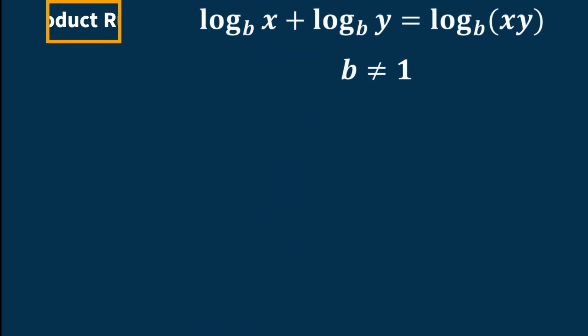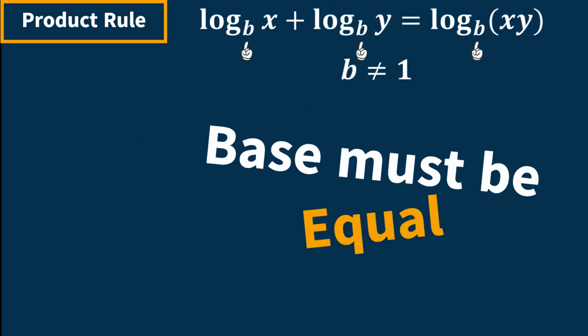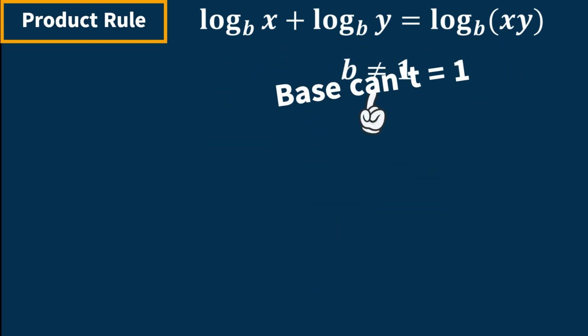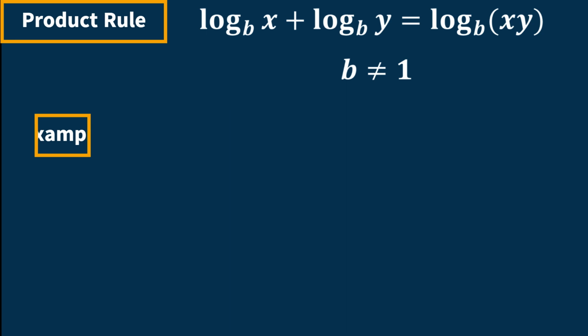The product rule. What the product rule states is that when you have two logs and they are being added to each other, you can combine them by multiplying the numbers. Bases need to be the same, and the base cannot equal 1. Let's look at a brief example.